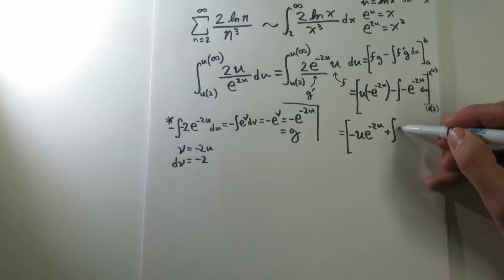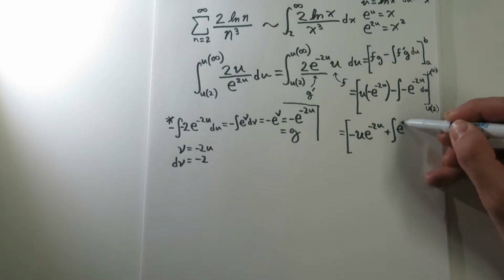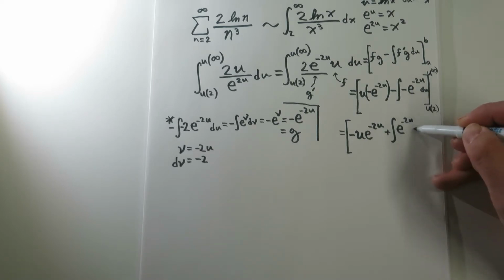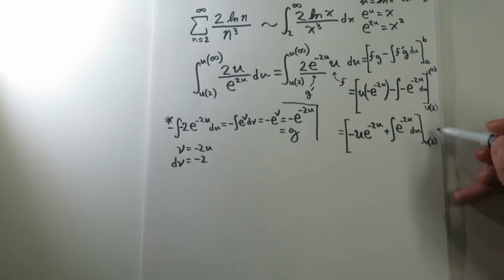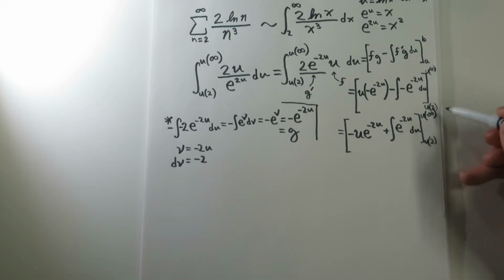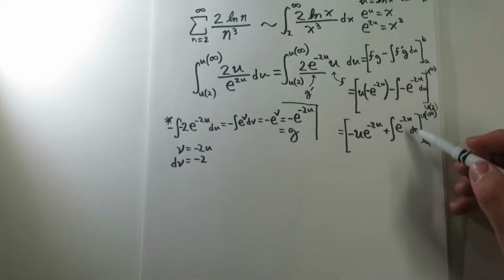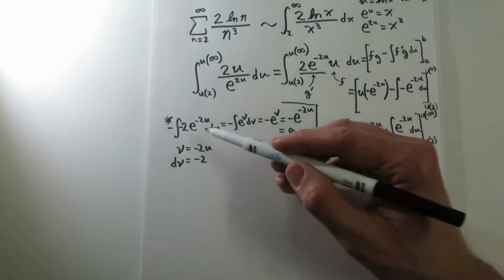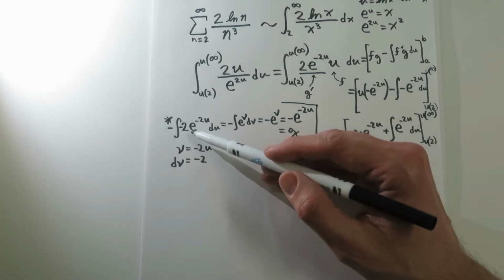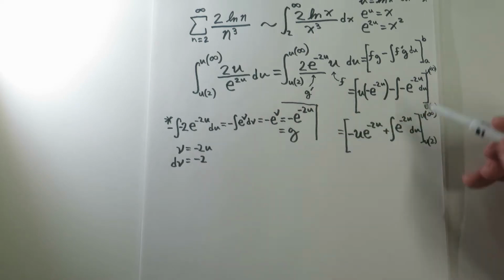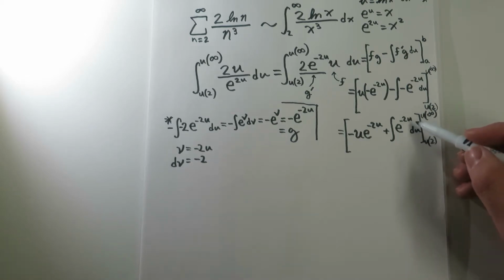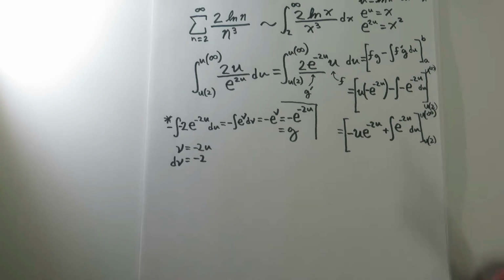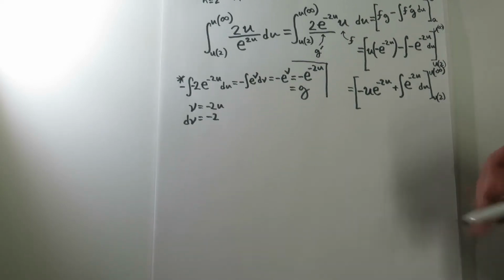The integral of e to the negative 2u du from u of 2 to u of infinity. We have already evaluated the integral of g prime, which was this, but we have not evaluated the integral of e to the negative 2u. So we're going to have to come down here and figure out what that integral is going to be.